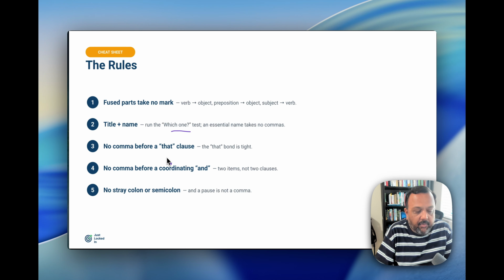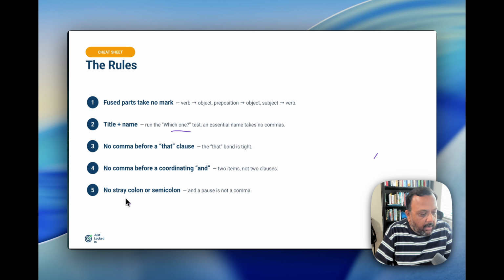And no comma before a "that" clause. And no comma before a coordinating "and," like between two items. Not between two independent clauses. Between items, phrases, all that is okay, but not between two independent clauses. So between two independent clauses, you have to add a comma and a coordinating FANBOYS conjunction.